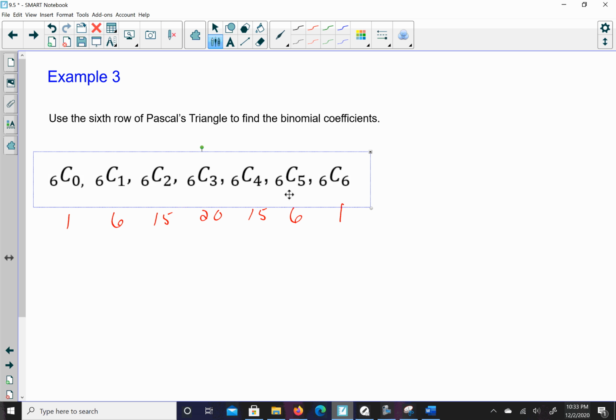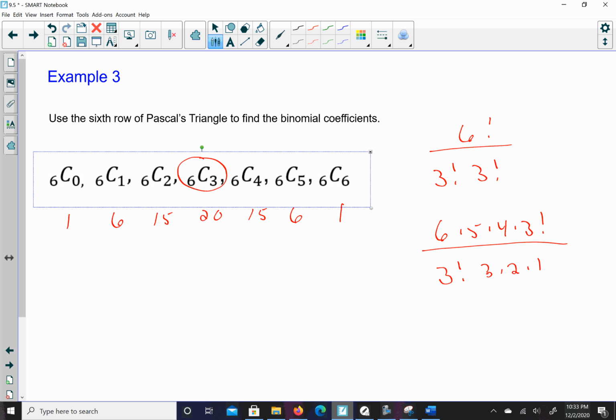And if I were to do any one of these, so let's say I did this one, 6 combination 3, so 6 factorial over 3 factorial, 3 factorial. So this would be 6 times 5 times 4 times 3 factorial over 3 factorial, and then 3 times 2 times 1. So the 3 factorial simplifies, and I'm left with 20. And that's going to be there.